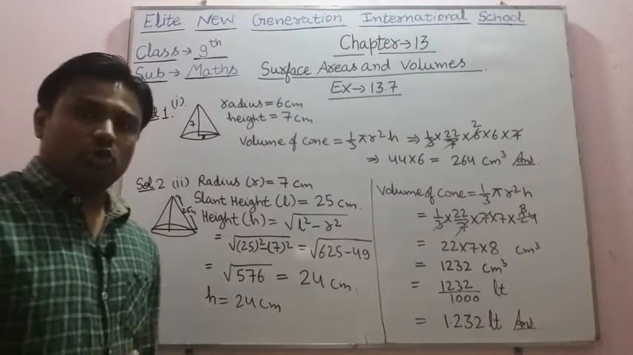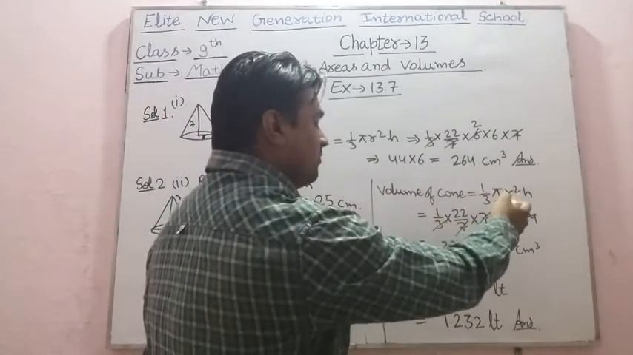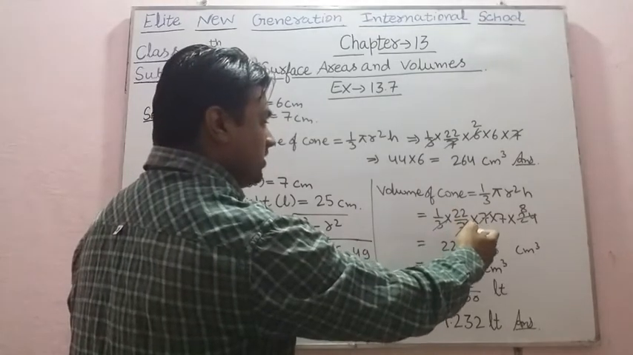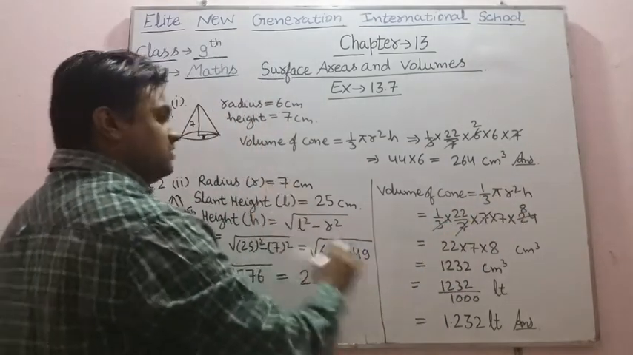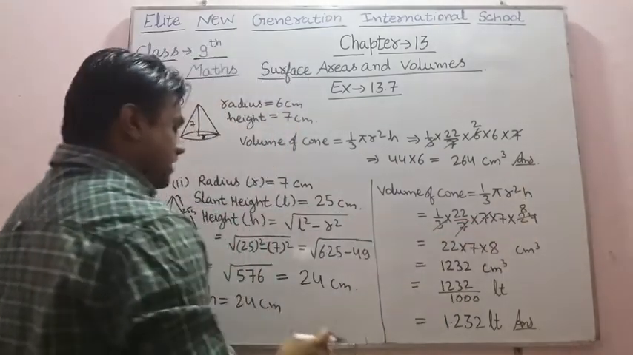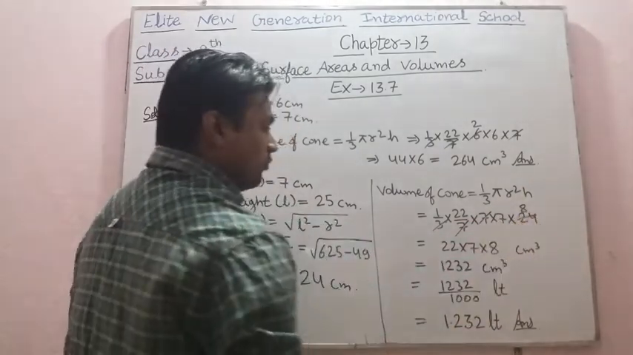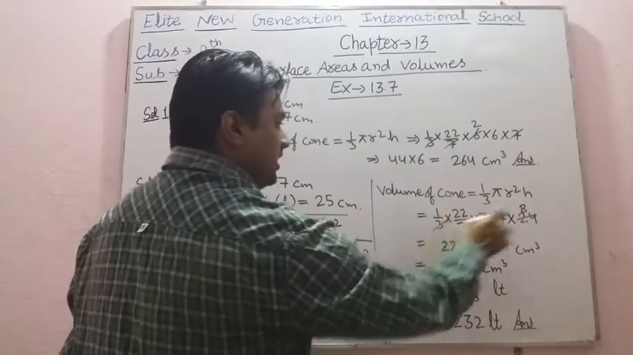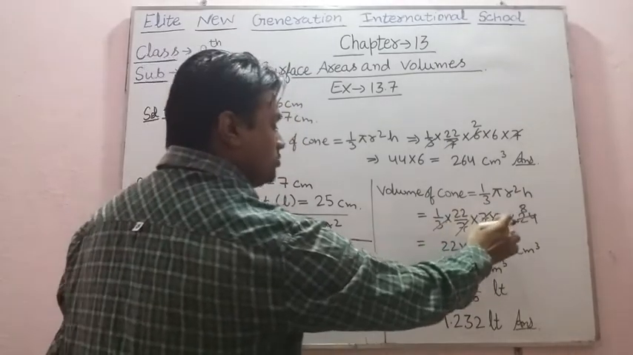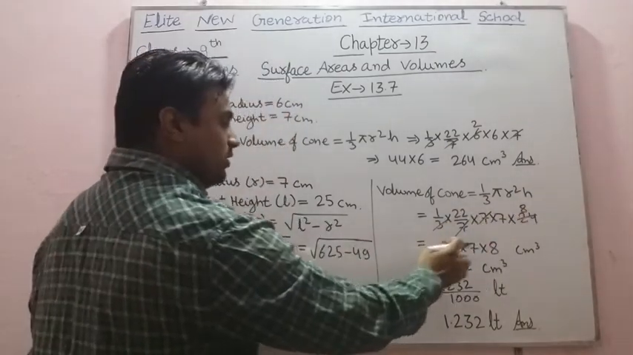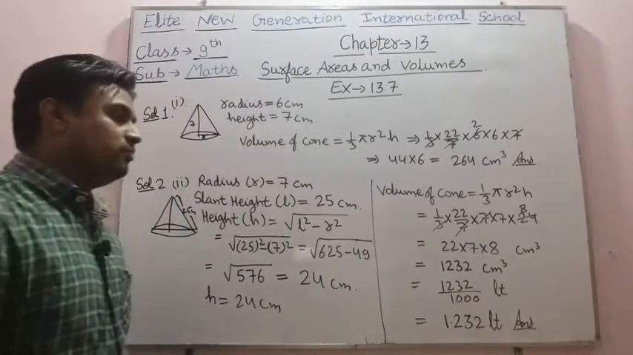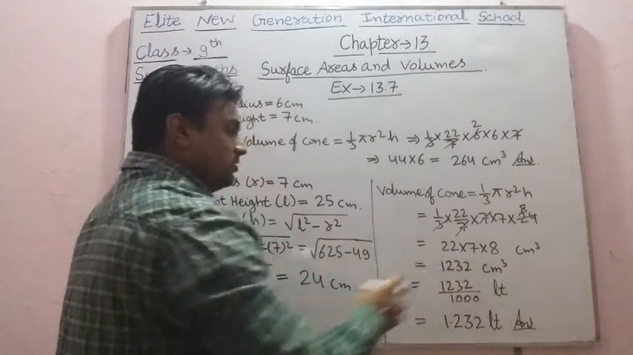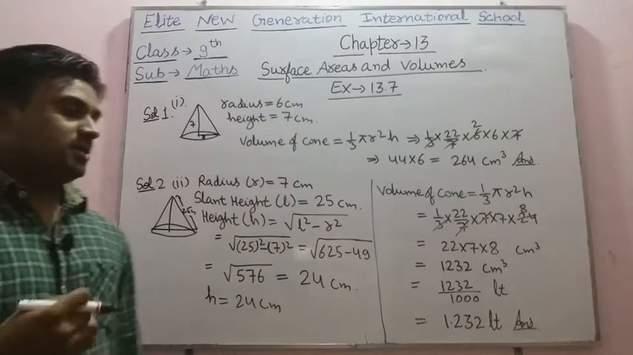Now we can find its volume. The volume of a cone is given by 1 upon 3 pi r square h. Now putting in the values, 1 upon 3 into 22 upon 7 into, in place of r, radius is 7, so 7 into 7 into h, and height is 24, so into 24. Now solving it, this 7 will cancel by this 7 and 24 cancels by this 3, 8 times. So it will be 22 into 7 into 8, in centimeter cube. By multiplying 22 into 7 into 8, it will be 1232. So 1232 centimeter cube.